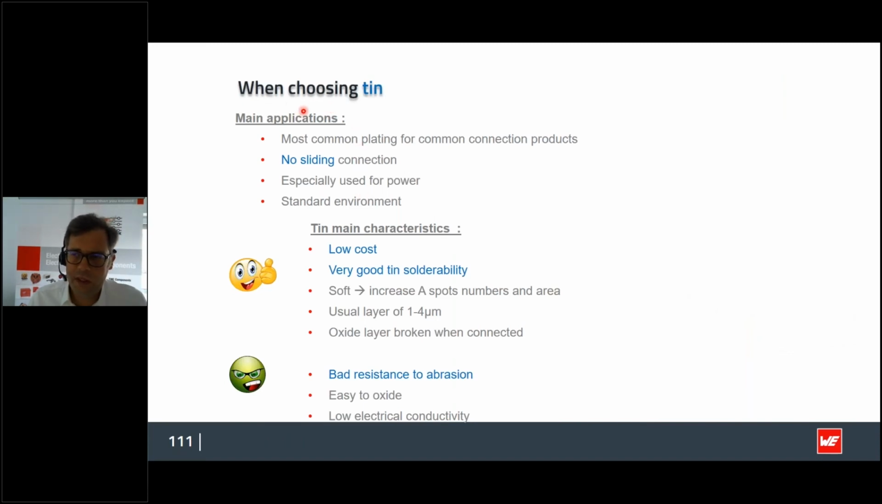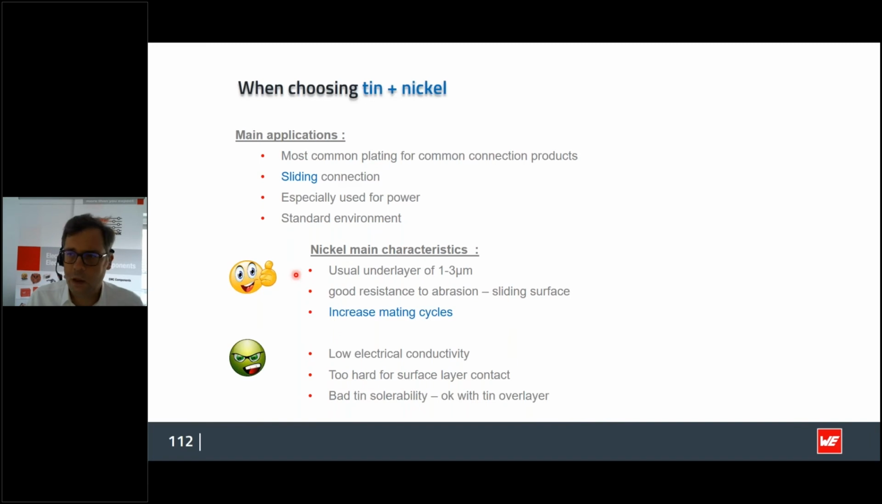On the last slides, there are some things that you should or could remember. You've got the reasons when tin gets chosen. On the next slide, what are the benefits or the main characteristics, on the positive and also on the negative aspects, of nickel and gold and so on.